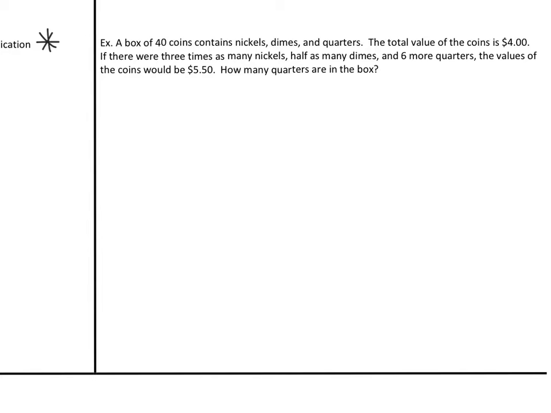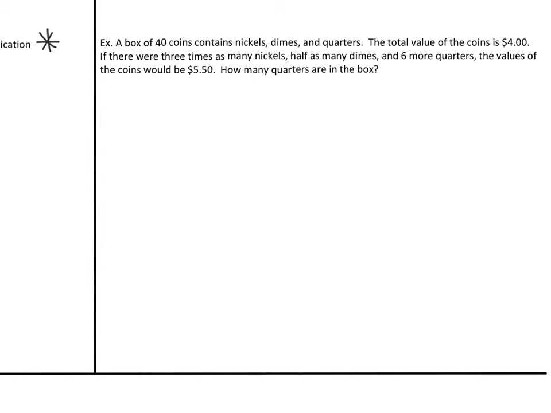A box of 40 coins contains nickels, dimes, and quarters. The total value of the coins is $4. If there were 3 times as many nickels, half as many dimes, and 6 more quarters, the values of all the coins would be $5.50. How many quarters are in the box? Oh boy. All right, let's take a look here.